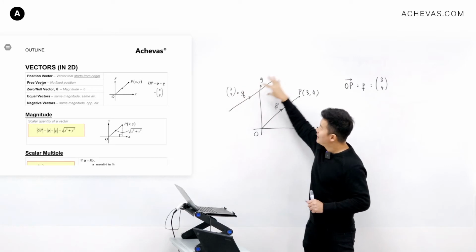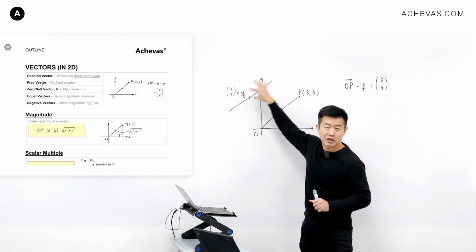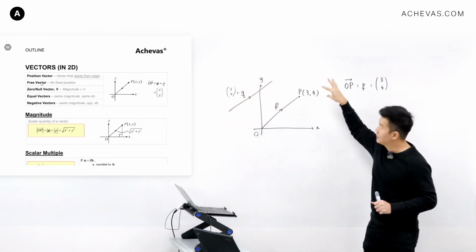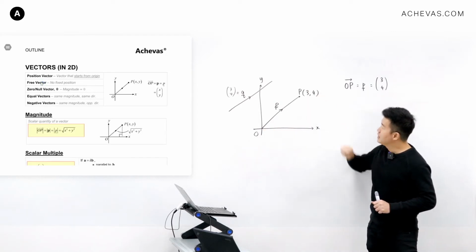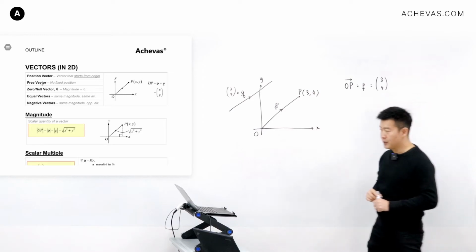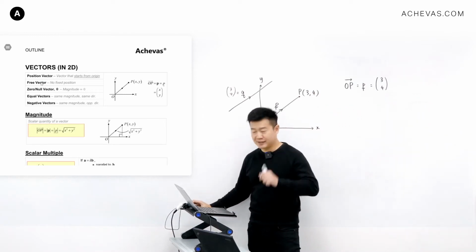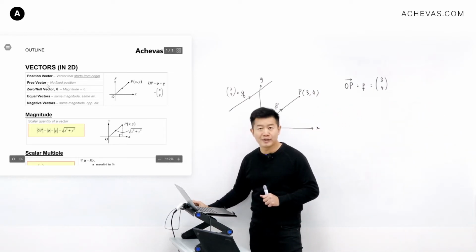So it has less to do with the coordinates of the initial and the terminal point, but for a position vector, yes, the initial point is going to be at (0, 0), and the terminal point is going to be at (3, 4). So we have position vectors. Please take note of this. It is going to be very, very common in H2 math.